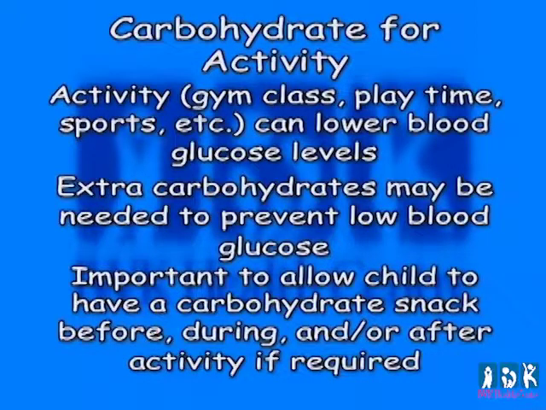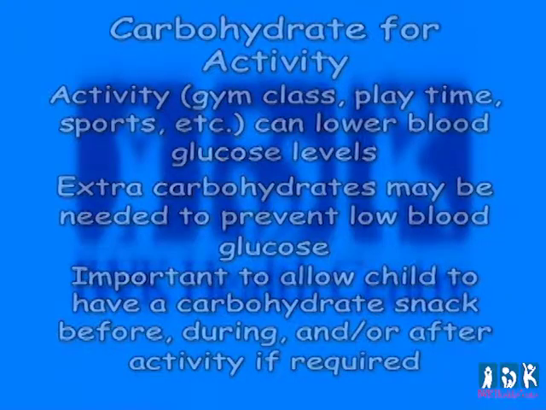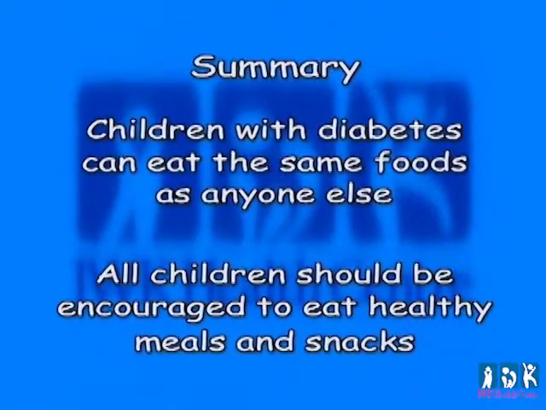A child with diabetes should also be given the opportunity to check their blood glucose level before, during, or after activity as indicated by their caregiver. The bottom line as it relates to nutrition and a child with diabetes at school is that children with diabetes can eat the same foods as anyone else. The key is to match the carbohydrate eaten with the insulin dose.